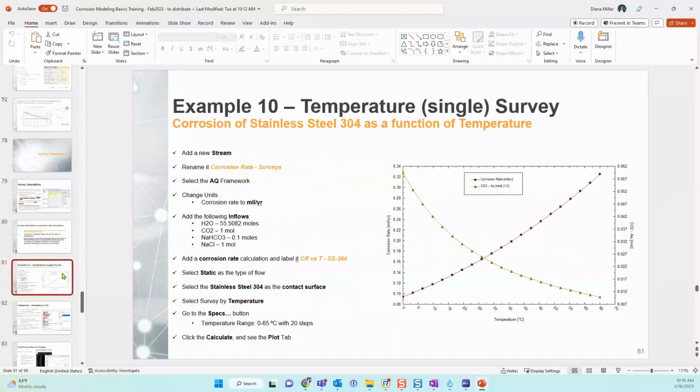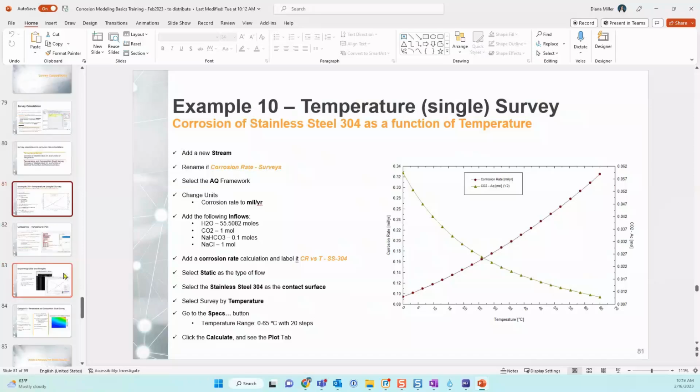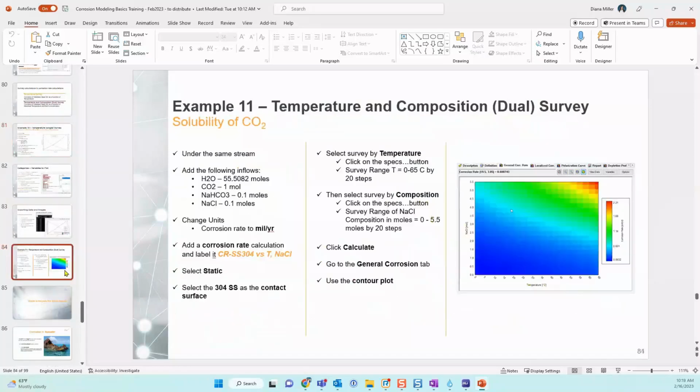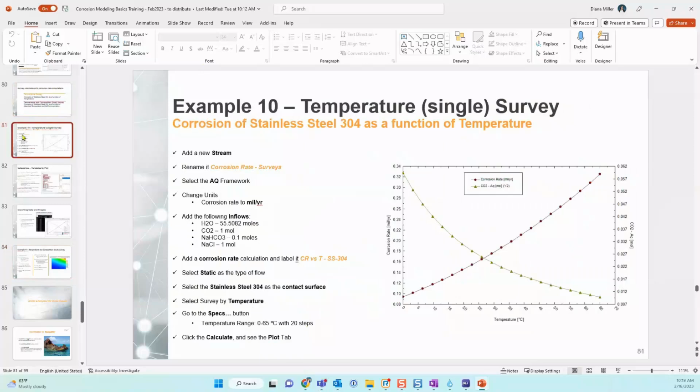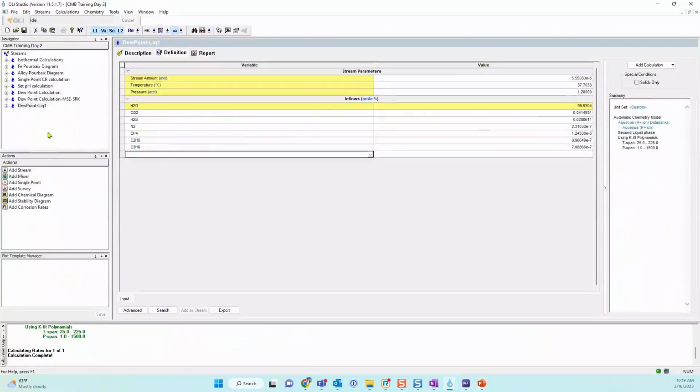So what I want to do now is just a simple temperature single survey. That's how I call it. And then we will switch to the dual surveys and learn how to calculate these heat maps for corrosion rates, to see what happens with corrosion rates when you change two variables at the same time. Okay, so let's go back to the software.